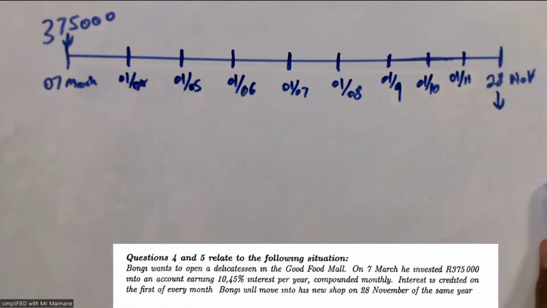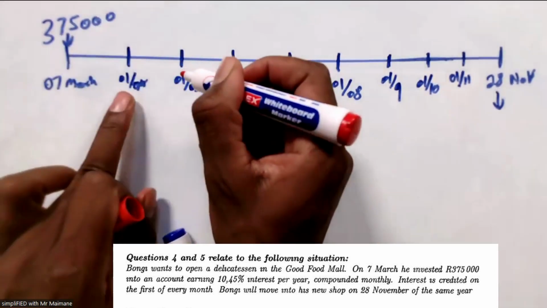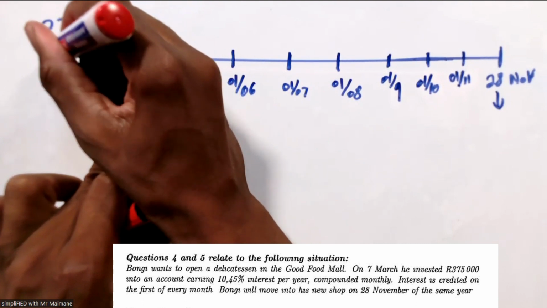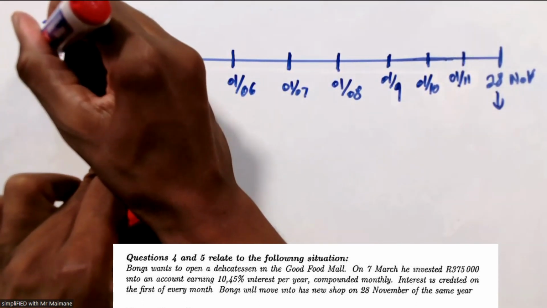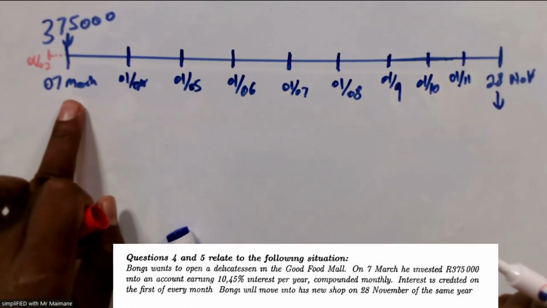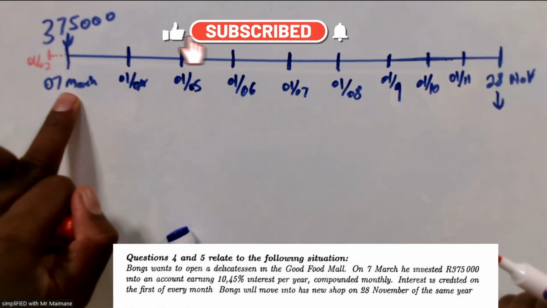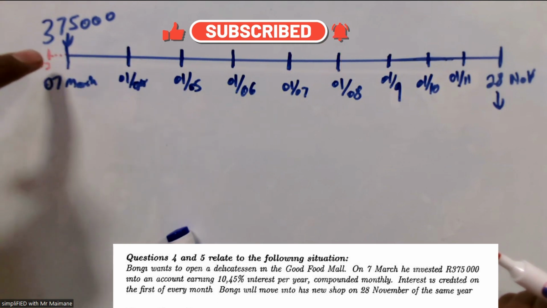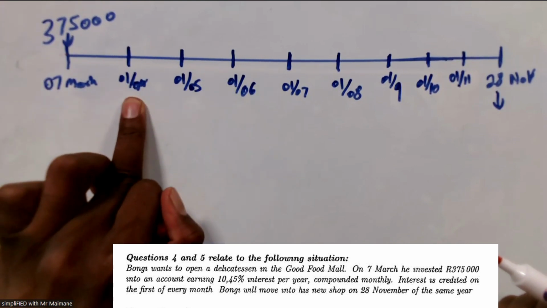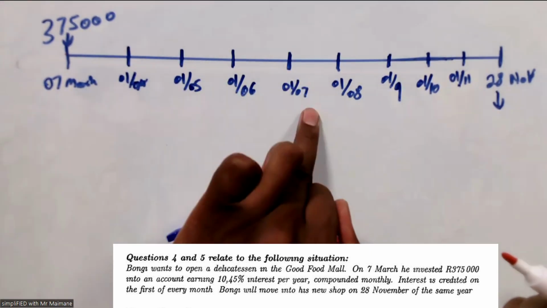interest is credited. However, this means that if this was to be perfect, the previous interest for March could have been on the 1st of March. So on the 1st of March, we could have had the first interest credited. That was if Bongi would have invested before. But by investing on the 7th, Bongi already missed the first credit of the interest. So the first interest will be credited on the 1st of April, and then the second one on the 1st of May, and so forth.